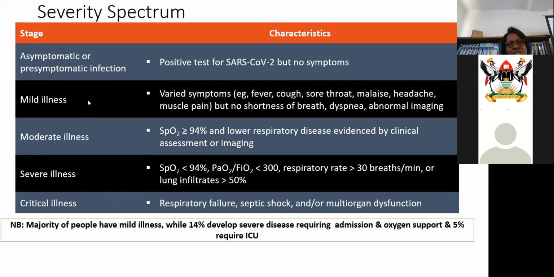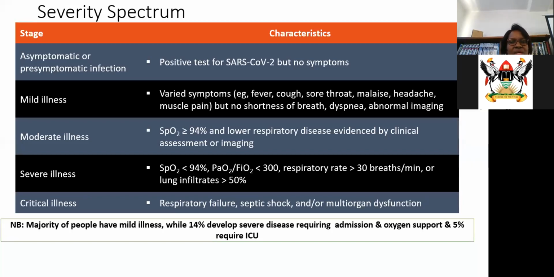And we have the mild illness being categorized as patients with mild symptoms, which have varied symptoms such as fever, cough, sore throat, malaise, that is weakness, headache, and muscle pains. These patients do not have shortness of breath. They are not dyspneic, but they may have abnormal imaging. If you do a chest X-ray or CT scan, you may find that their lungs are affected and they have manifestation of disease in the imaging, but they actually are categorized in this category of mild illness. And this is the category that we are currently managing in the home-based care setting, as we shall see.